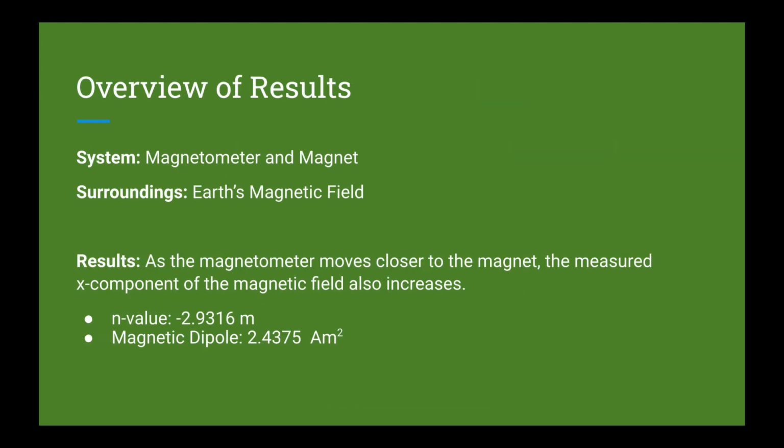Overview of results. The system in this lab was a magnetometer and magnet, while the surroundings was Earth's magnetic field. Results. As the magnetometer moves closer to the magnet, the measured x component of the magnetic field also increases. The n value was calculated to be negative 2.9316, and the magnetic dipole was calculated to be 2.4375 A·m².